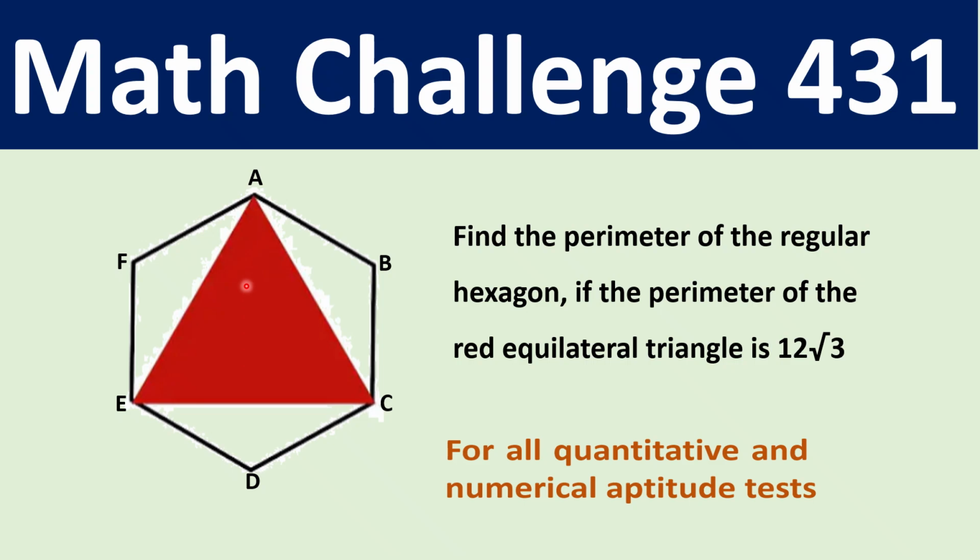The perimeter, not the area. The perimeter of the red triangle is 12 root 3. Then we have to find the perimeter of the hexagon. Math Challenge 431.